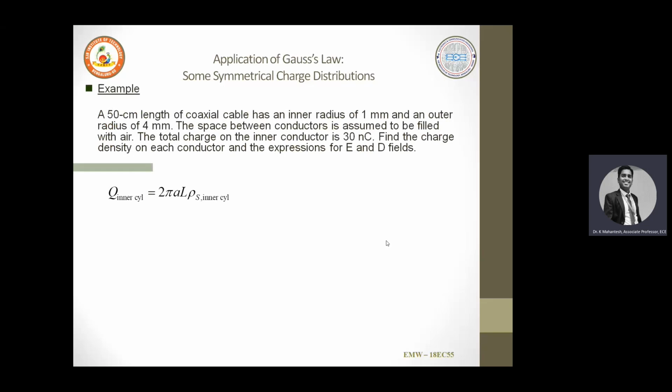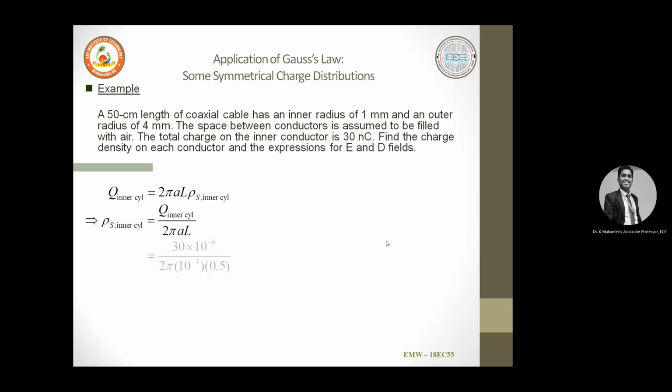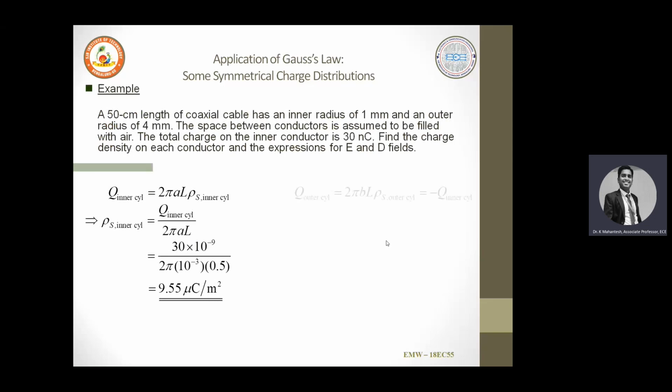Now as per our previous derivation, we have applied Gauss law to a coaxial cable. The relationship between the charge and the charge density of inner cylinder is given by Q inner cylinder is equal to 2 pi a, that is radius, L length, rho s of inner cylinder. Therefore, rho s is equal to Q by 2 pi aL. Substitute all the given data to this equation. We will be getting rho s is equal to 9.55 microcoulomb per meter square.